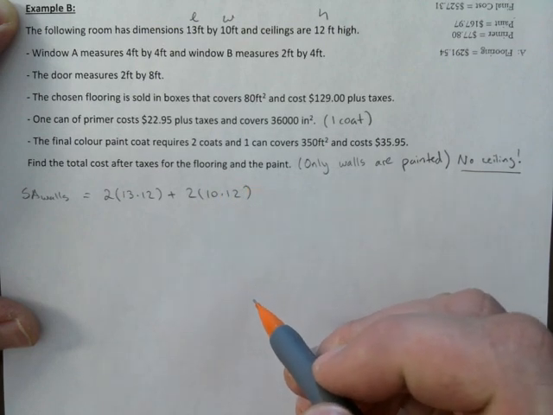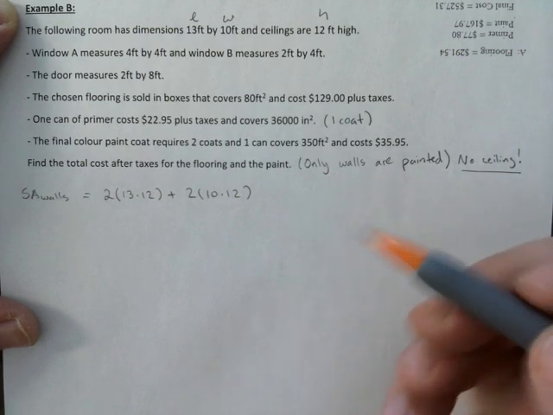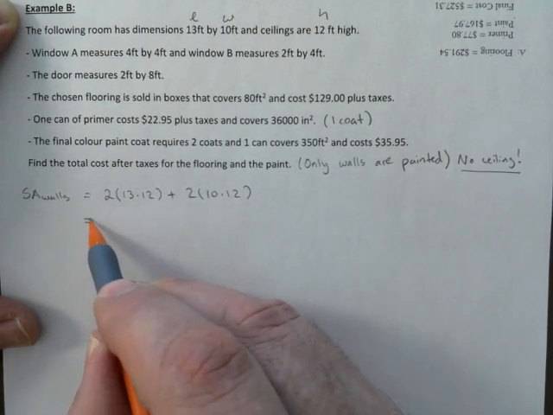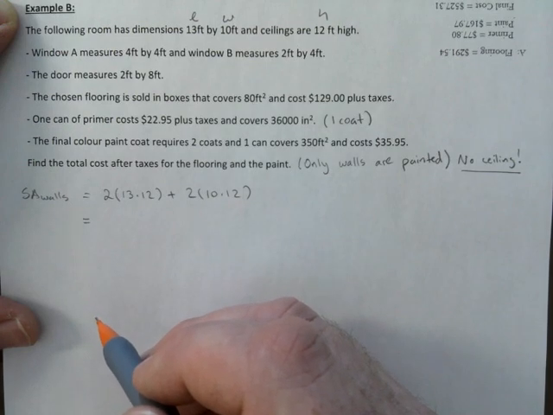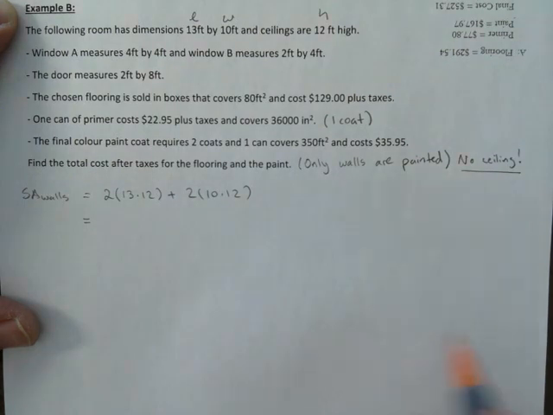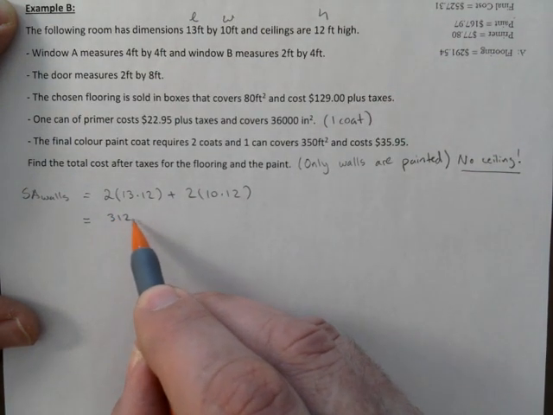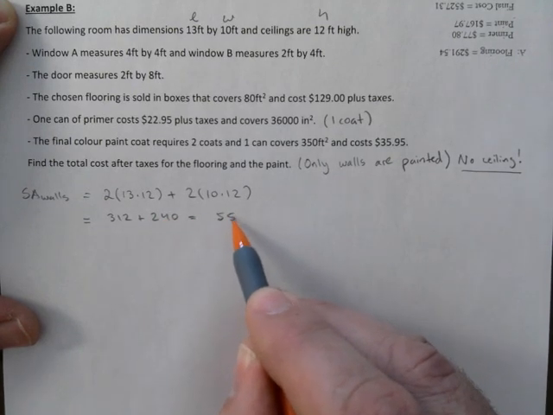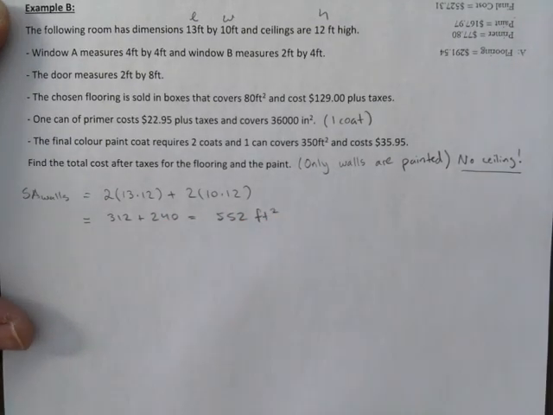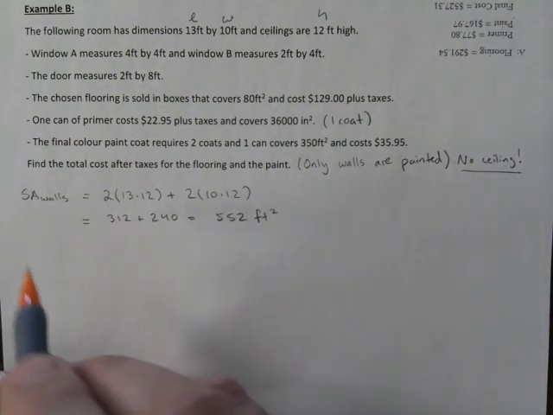If you added length and width, you did the ceiling as well, so it's going to cost you more. You still get a significant amount of marks, even if you get that wrong. I follow through, and so you'll be okay. So this gives you 312 plus 240, a total of 552 square feet if you were to paint everything, including the windows. Can't do that, right?